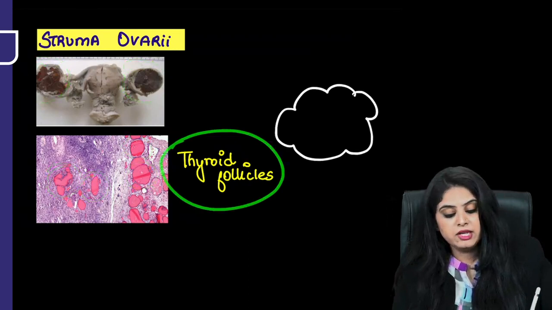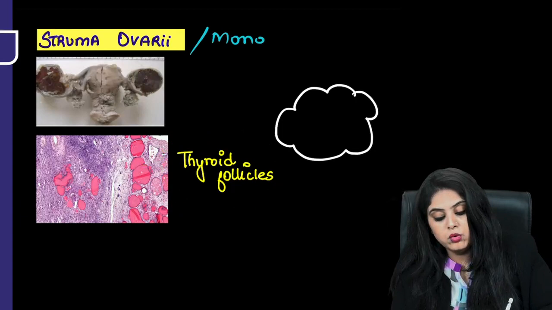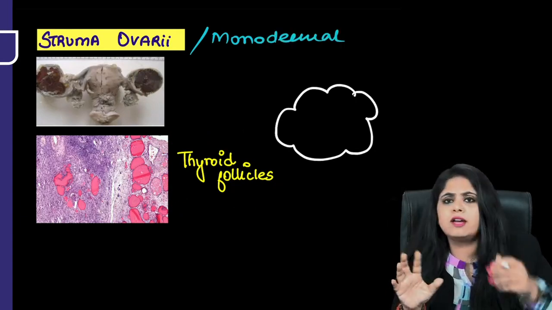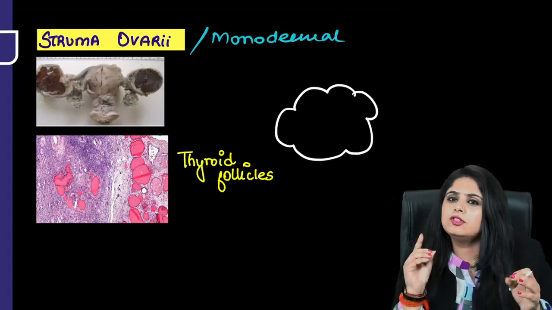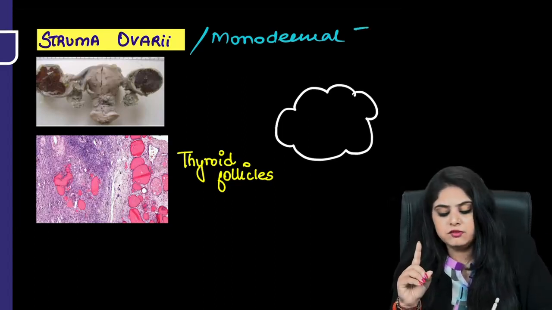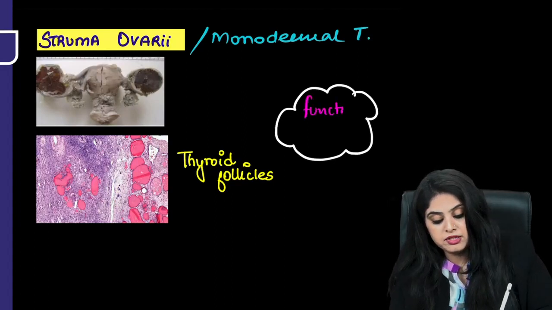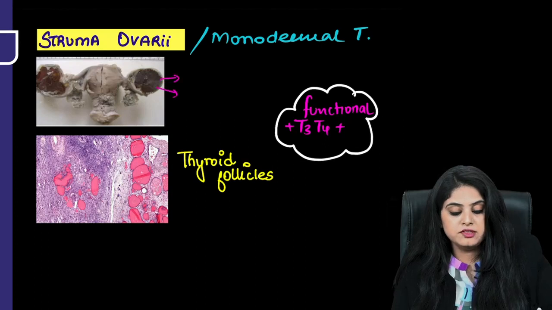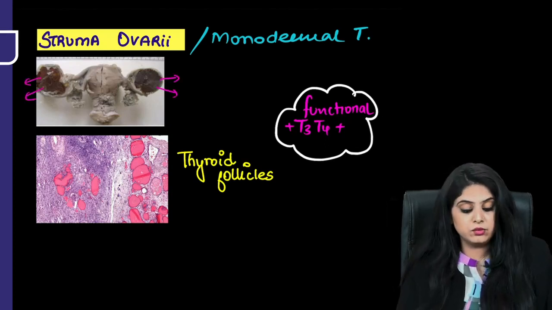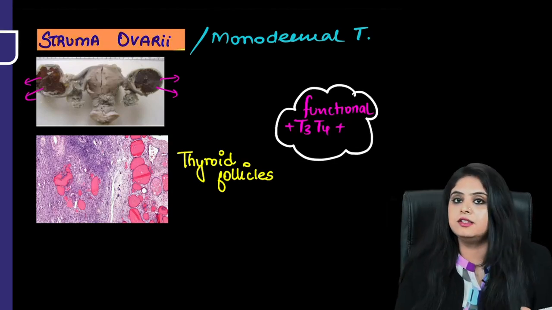What is thyroid doing in the ovary? That is known as a monodermal teratoma. Now you don't have hair, skin, teeth, bone, none of that. You just see one thing, monodermal, and that is thyroid. And the most important and very interesting point is, this thyroid is functional. There is going to be T3, T4 production. Imagine ovaries will start producing thyroid hormones. That is known as struma ovarii. So very important. Struma ovarii, thyroid gland seen in the ovary.